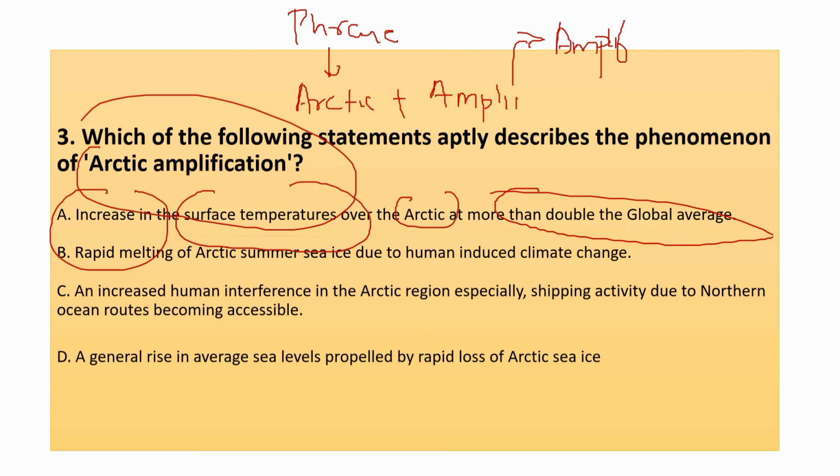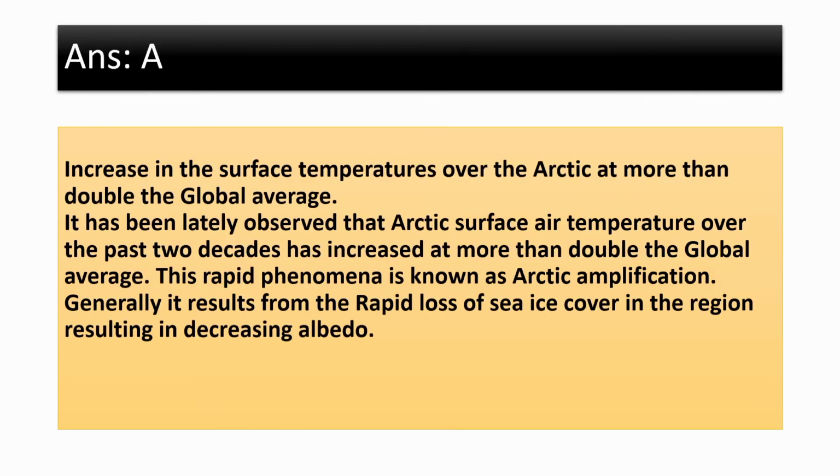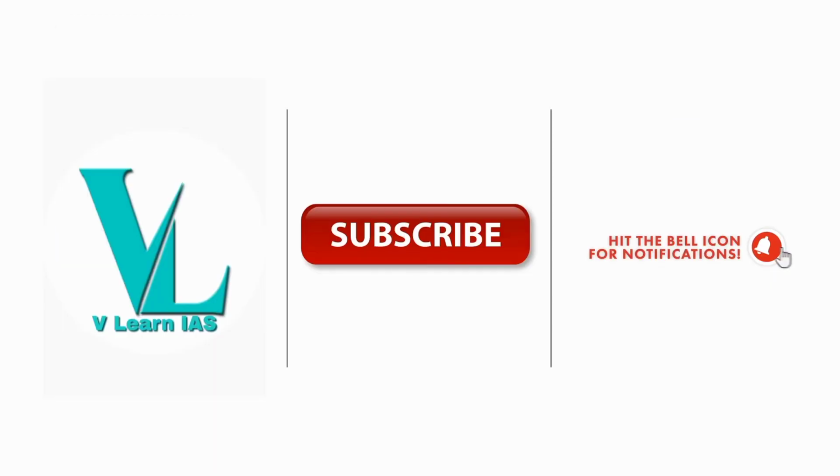Increase in surface temperature over the Arctic relative to the global average. The second option is rapid melting of Arctic summer ice due to human-induced climate change. It is actually a cause, but it is not the correct definition. An increase in human interference, no. A general rise in average sea level, no. So the answer is option A. This is the explanation for the answer.